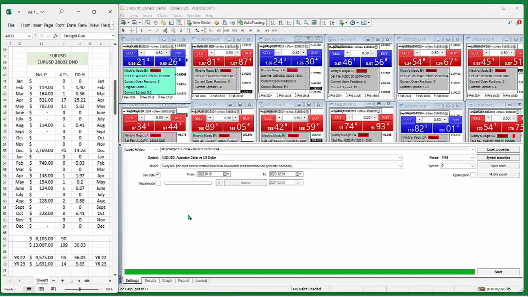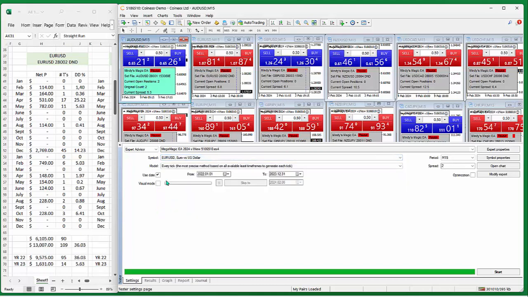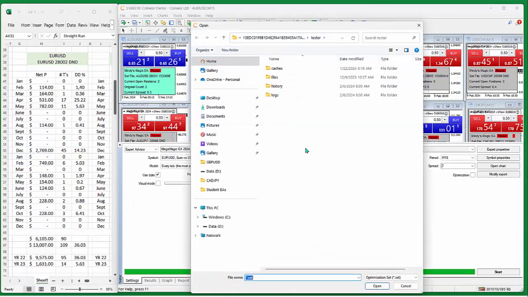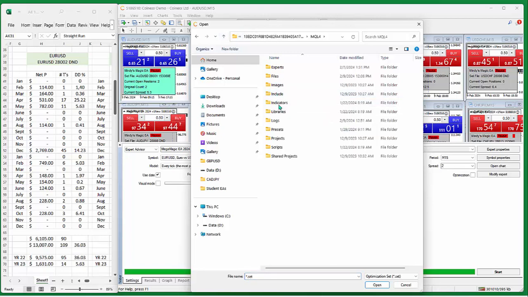Now, to set up the strategy test for this pair, I have to change the symbol. So I'm going to pick Euro USD, and then I also have to pick the right set file for Euro USD. See, all of the pairs have their own unique personalities. They all trade a little bit differently than each other. So when we're developing these set files, we have to customize the set files for each pair individually so that we get the best results that we can, right?